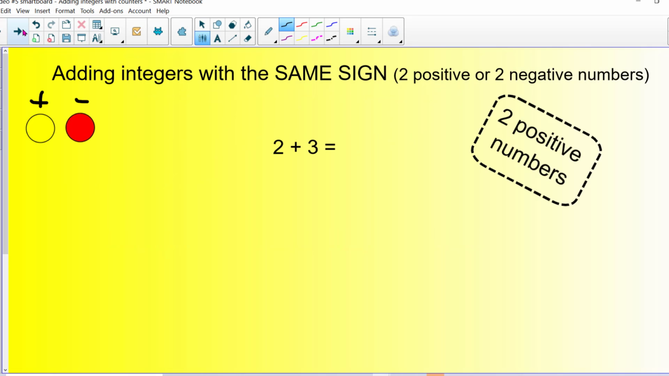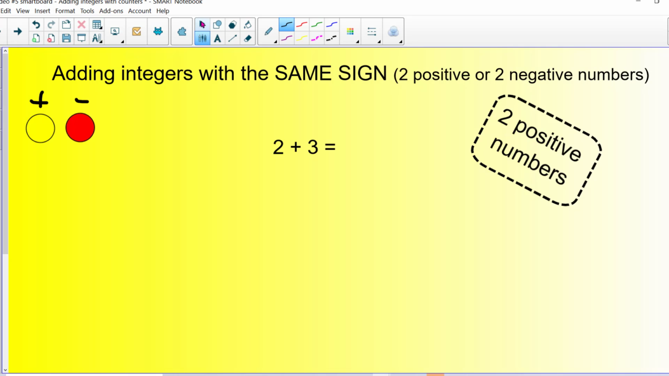The first group of examples we're going to start with are when we're adding integers that have the same sign. Sign meaning they're both positive numbers or they will both be negative numbers. Let's start with the first one that you've been doing since first grade. So yes, I know you know the answer to this, but we're going to use the ones that we know how to do to help us when we get to problems that include the negative integers as well. So let's start with a positive number plus a positive number.